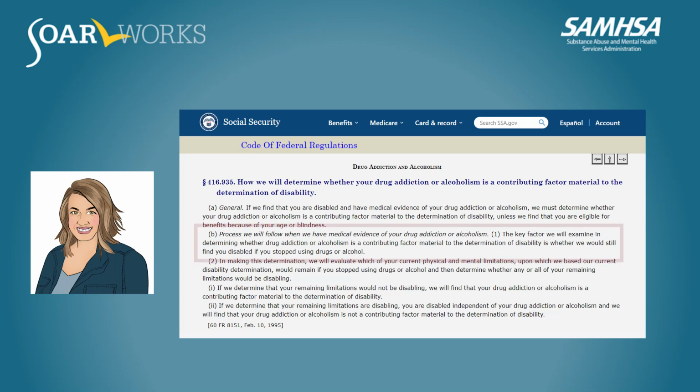eligibility. SSA regulations charge DDS examiners to determine whether, quote, drug addiction or alcoholism, unquote, is a contributing factor material to the determination of disability. They are deciding whether they would still find the applicant disabled if they stopped using drugs or alcohol.